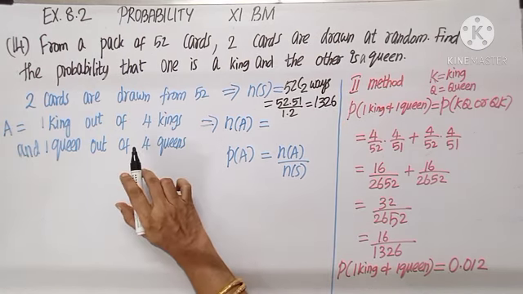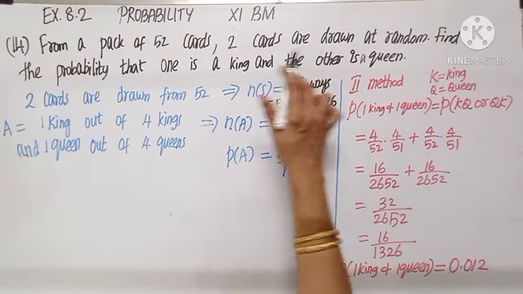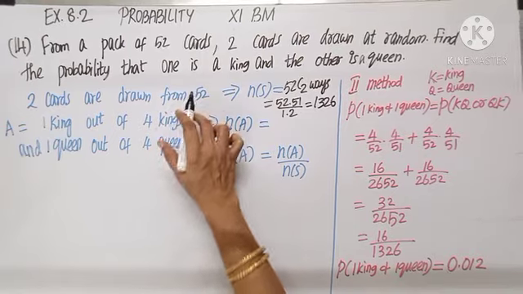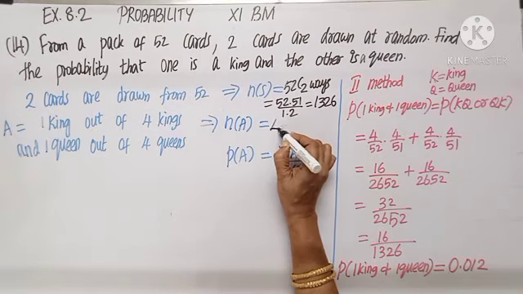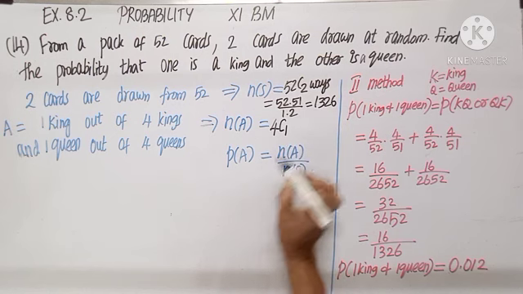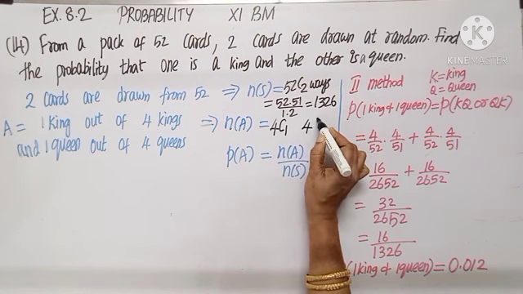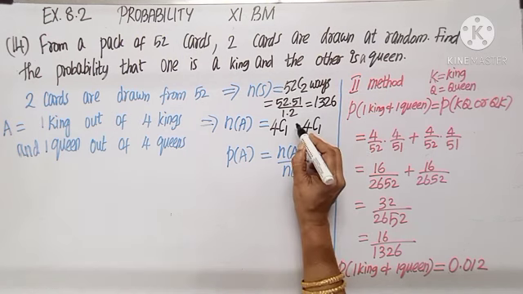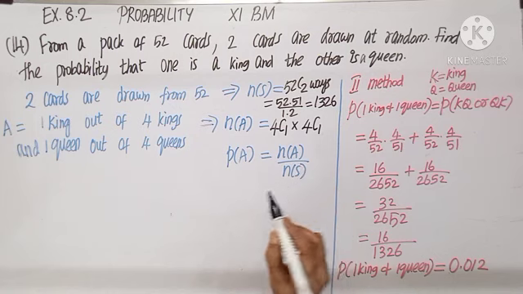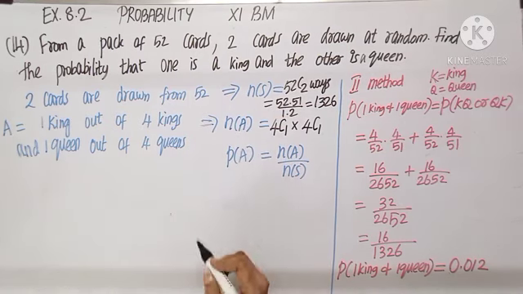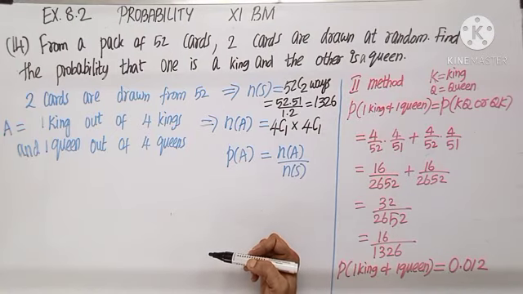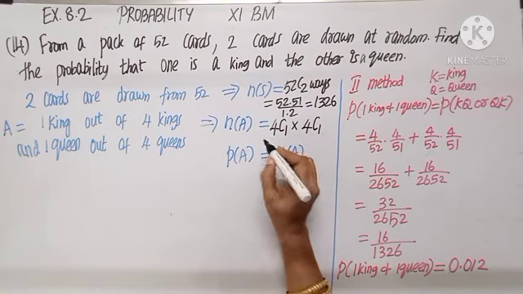They have asked the probability that one is a king and the other is a queen. How many kings are there in a pack of 52? There are 4 kings, out of which I want 1. There are 4 queens, out of which I want 1. And whenever I have 'and', I will multiply. Why? They are independent events. Selecting a king or selecting a queen is an independent event.